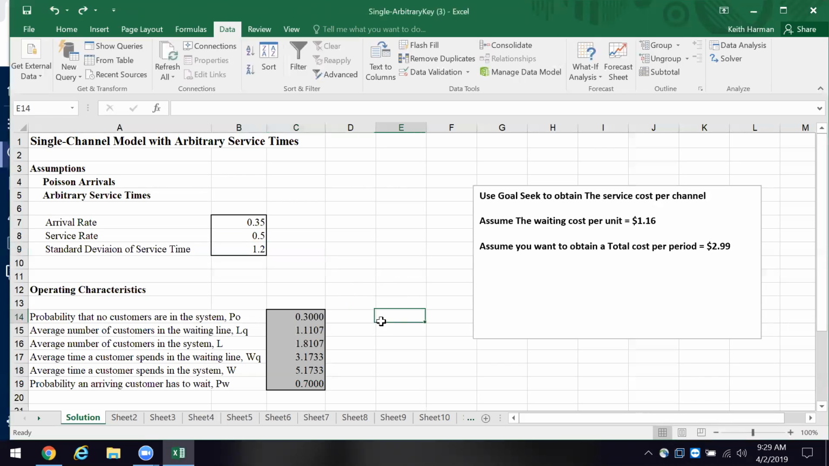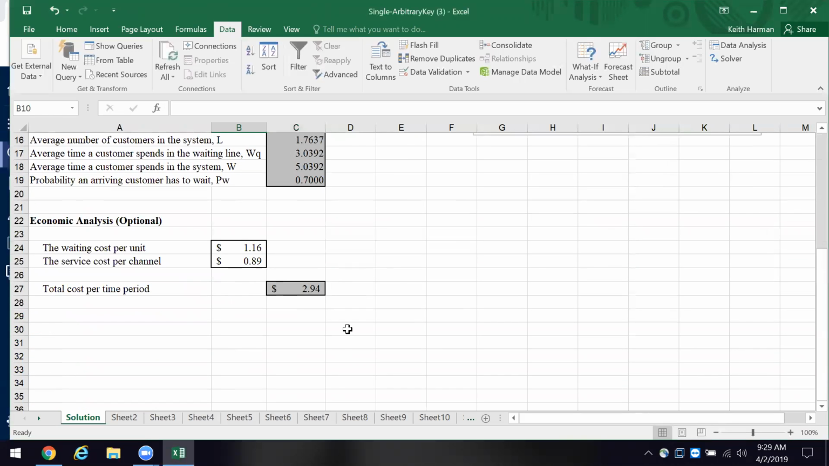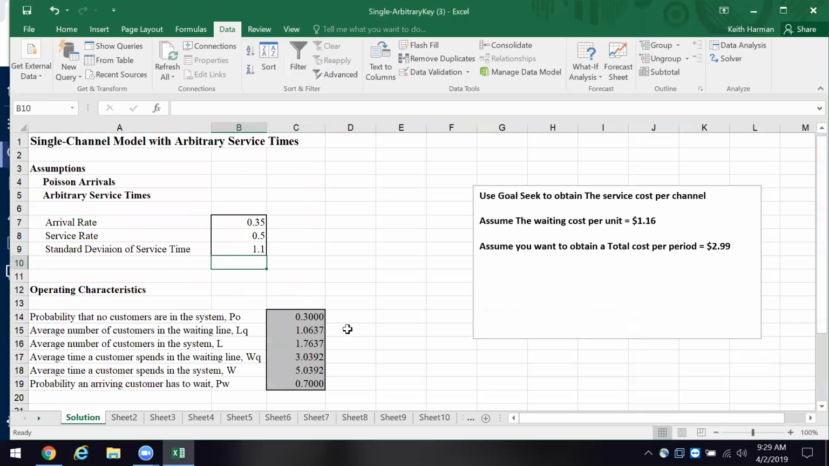Now, I'm going to write down these figures here, and let's just see what happens. We'll experiment a little bit. Let's take this down to 1.1. All right. And let's go down and notice that my total cost per time period has gone down, because I've introduced more discipline into the service time. If I put this down to 0.95, you can really see what happens.